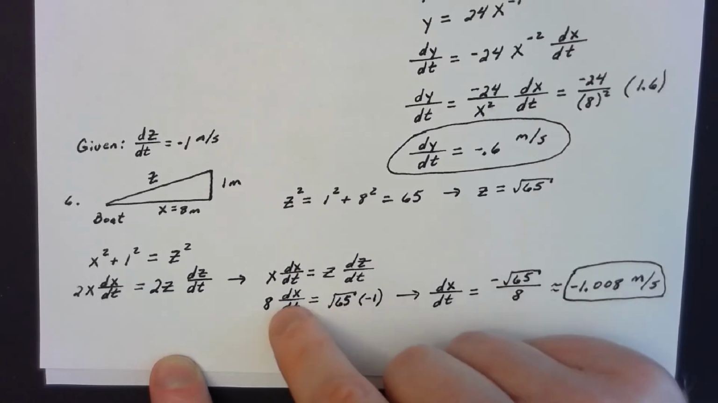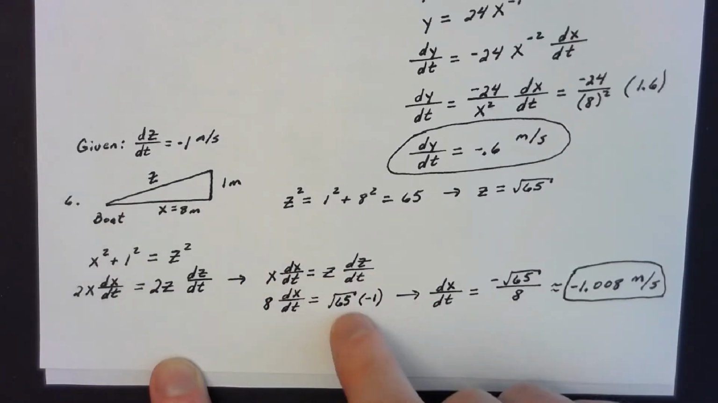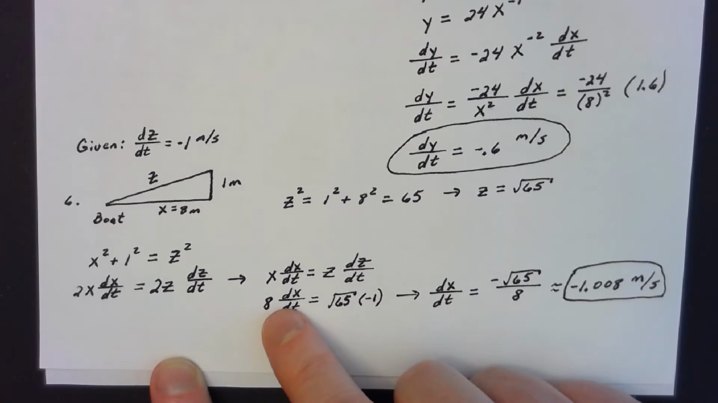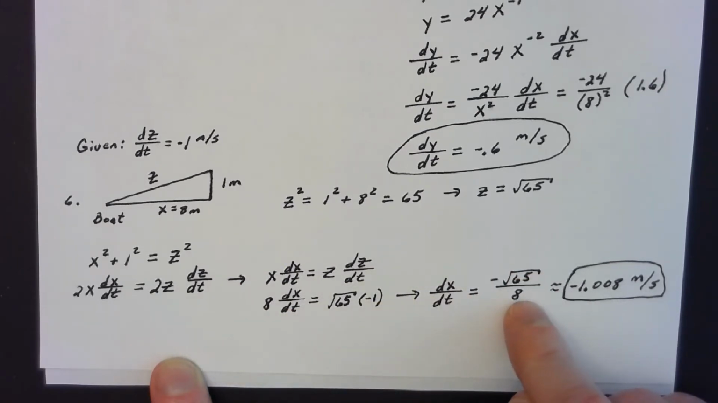So I can say, well, okay, dx/dt, I don't know. Z in this problem was my distance of the rope. It's the square root of 65. dz/dt was the rate at which that distance was changing. It's being pulled in at a rate of 1 meter per second. So now dx/dt is just going to equal the negative square root of 65 over 8, and I got a negative 1.008 meters per second.